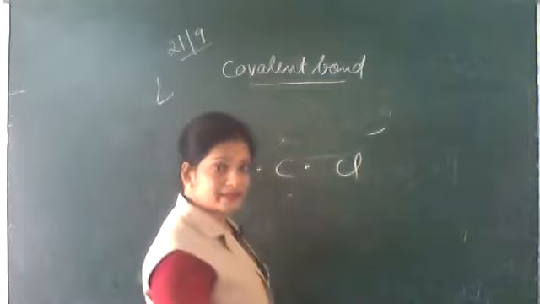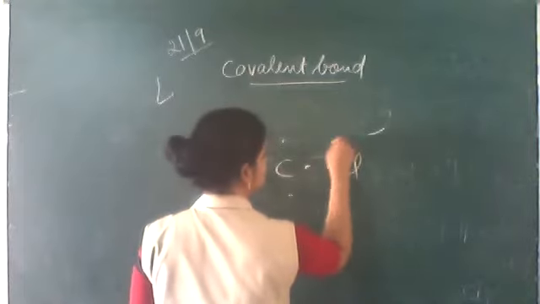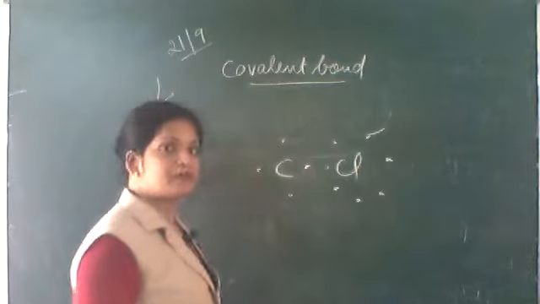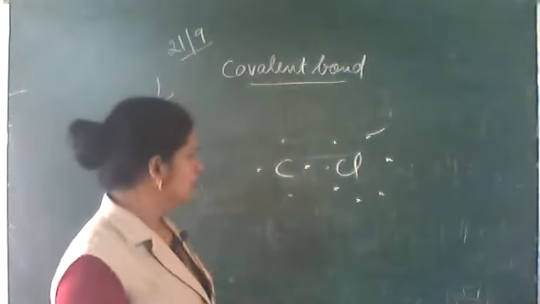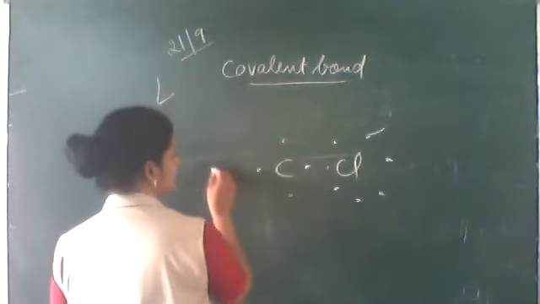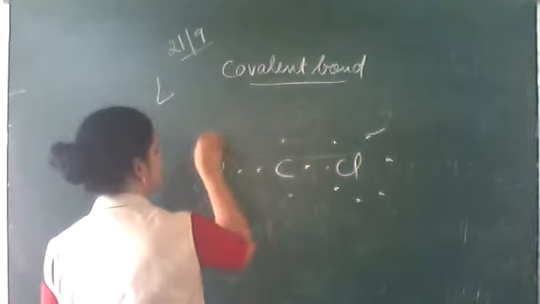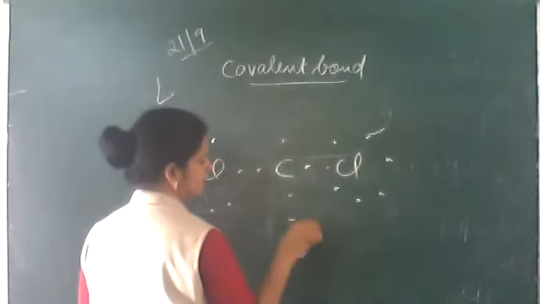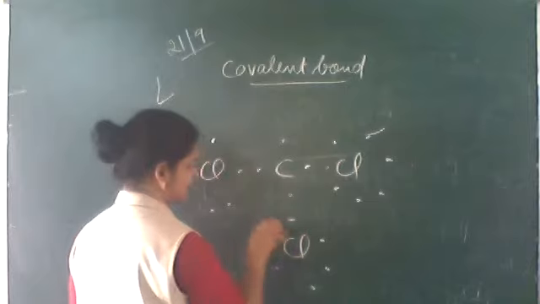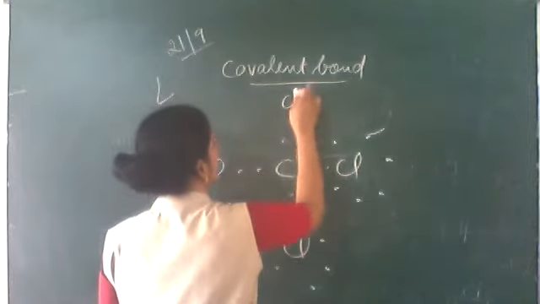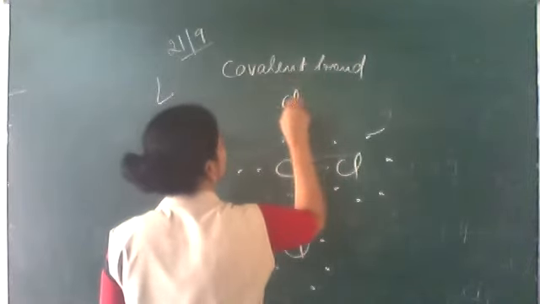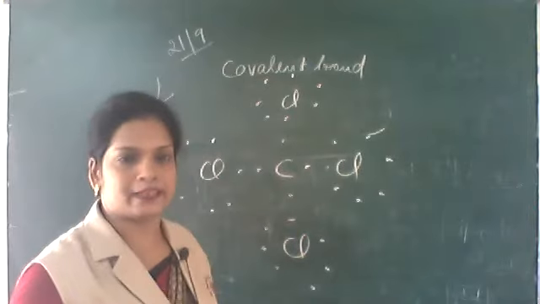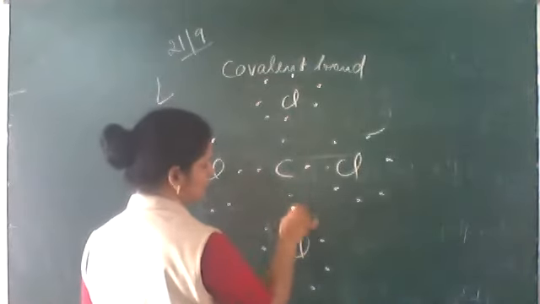Similarly, chlorine's valence electrons: 1, 2, 3, 4, 5, 6, 7. Seven valence electrons. Here again one more chlorine with 7, another chlorine with 7, another chlorine with 7. These things you learned in class 10th also, and we made covalent bonds between them.